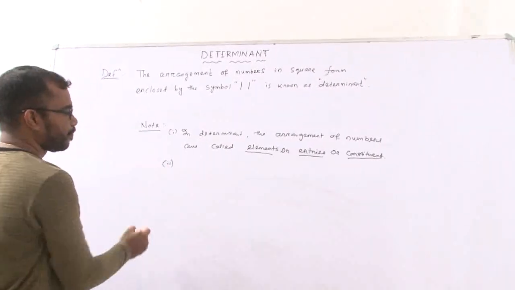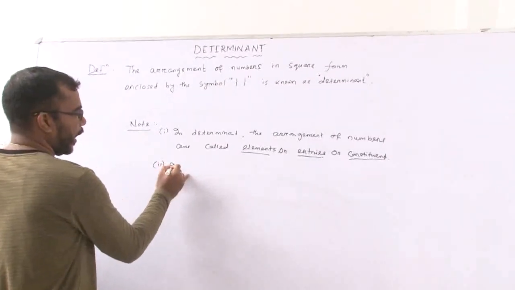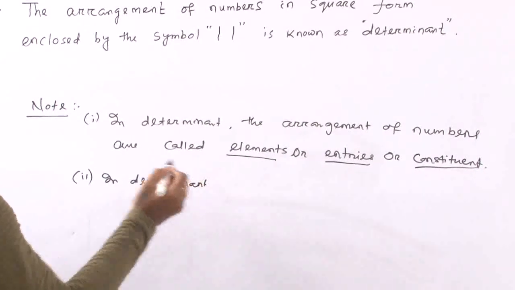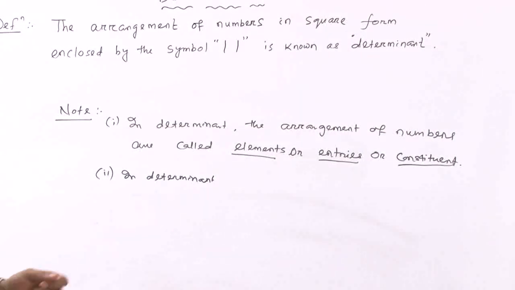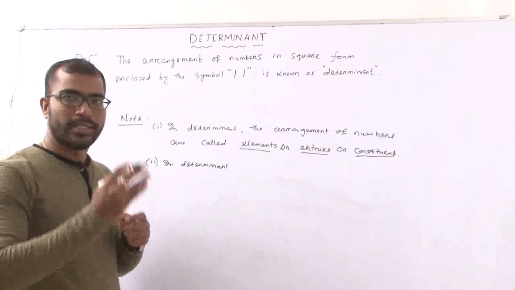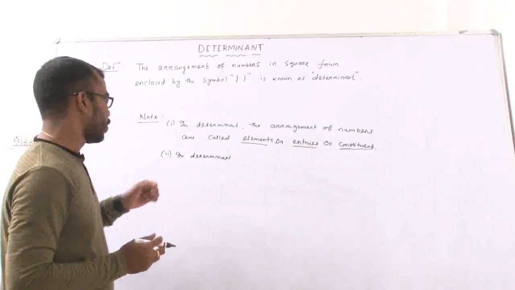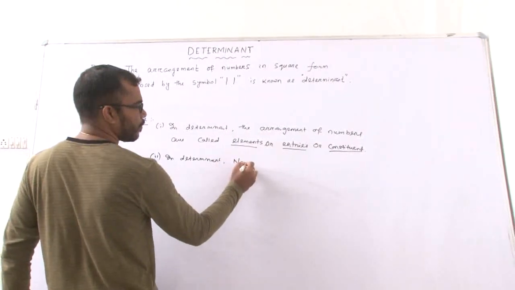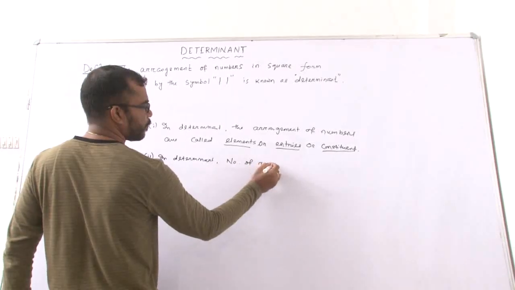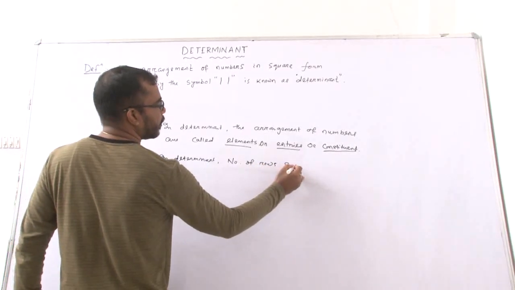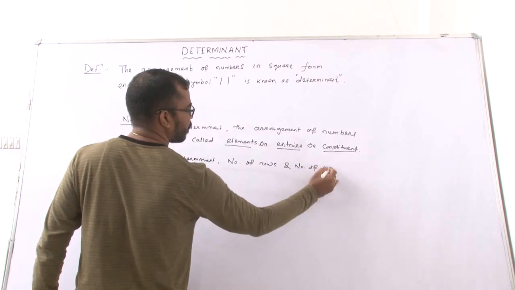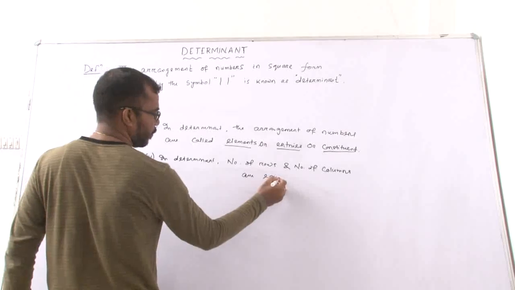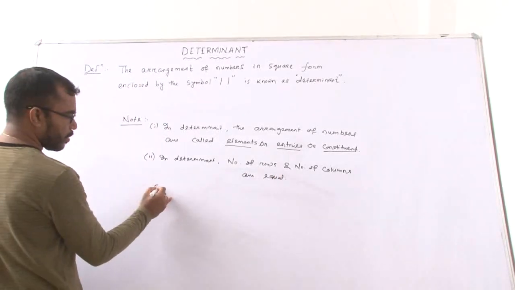Point number 2, in a determinant, as you know, in matrices the horizontal line is called a row and the vertical line is called a column. So in a determinant, the number of rows and the number of columns are equal. So let's take some examples.